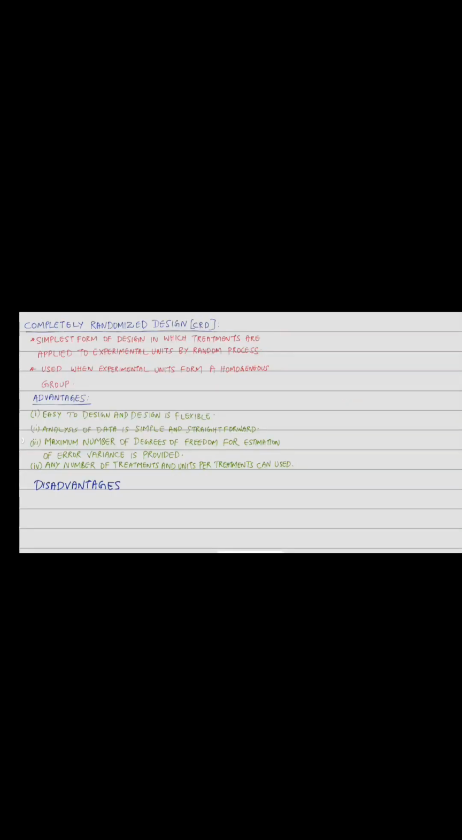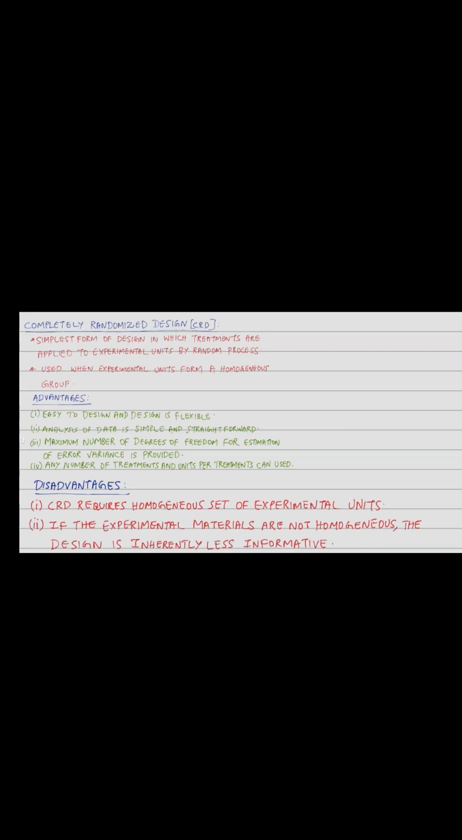The major drawback of completely randomized design is that it works only with a homogeneous set of experimental units. That is, whenever the experimental units given are heterogeneous, the experimental design becomes inherently less informative. Now, let's look into the working procedure of completely randomized design.